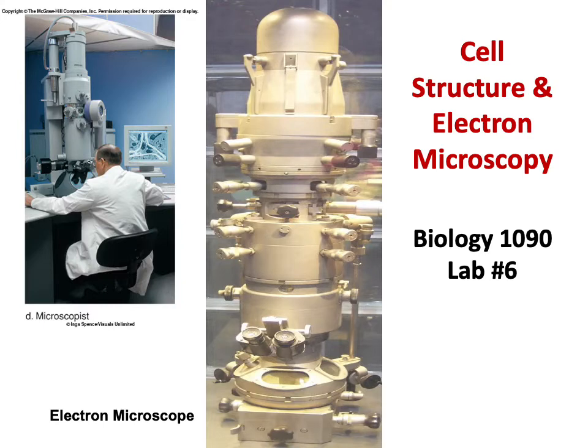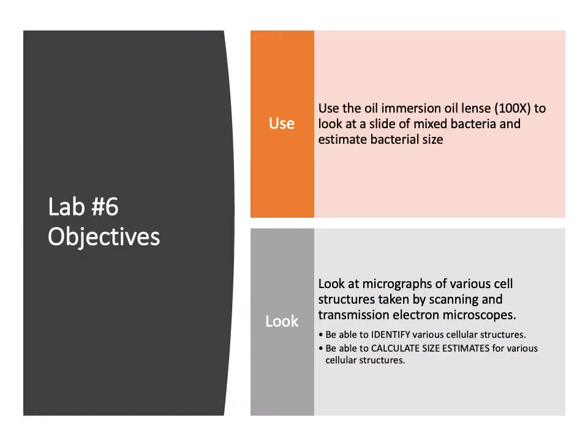So this week in lab, we are going back to the microscope, and we are going to be using specifically electron microscopy in order to examine cell structure and to measure the size of the structures that we find inside the cell. And there are two big objectives that we have with today's lab. First, you will be becoming familiar with what is called the oil immersion lens, or the 100x objective. And we'll be using that lens to look at a slide of bacteria to estimate bacterial size.